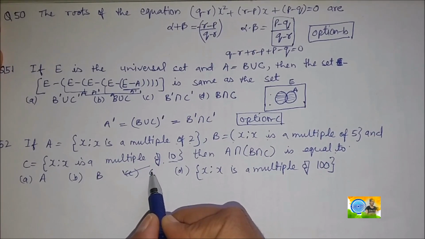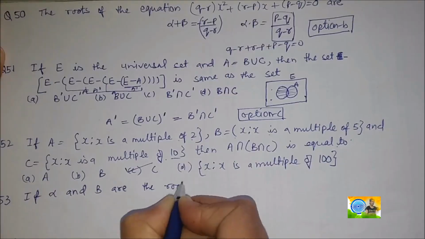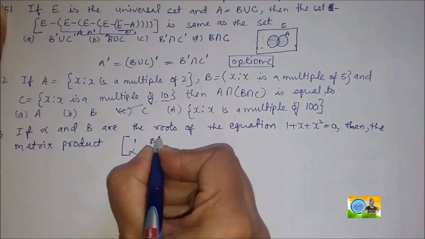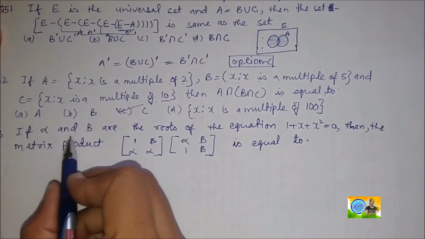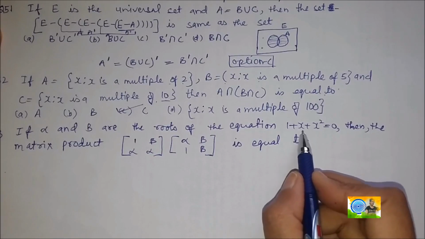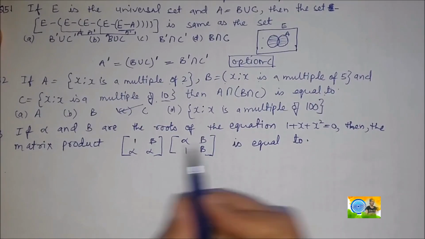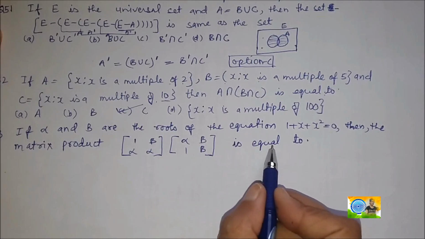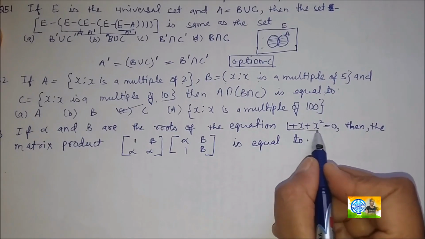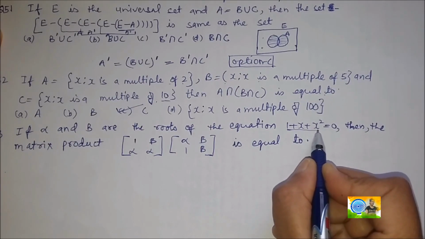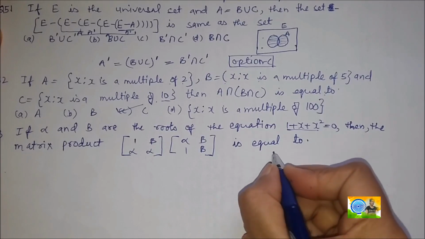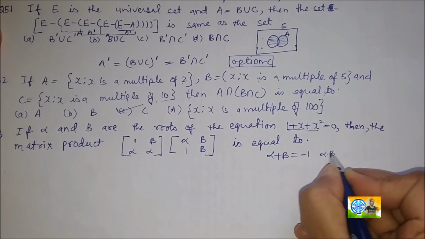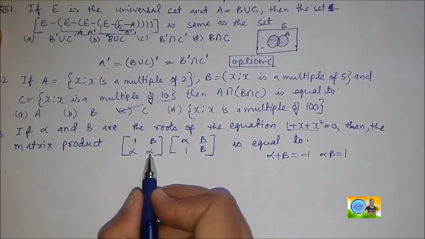Now let us see question number 53. Alpha and beta are the roots of the equation 1 + x² = 0 (as given), then the matrix product [1 alpha; alpha 1] times [beta; beta] is equal to. In this we are given a quadratic equation, and its roots are alpha and beta. So clearly from this equation alpha + beta equals -1, and alpha times beta equals 1. Let us now find the product of this matrix.